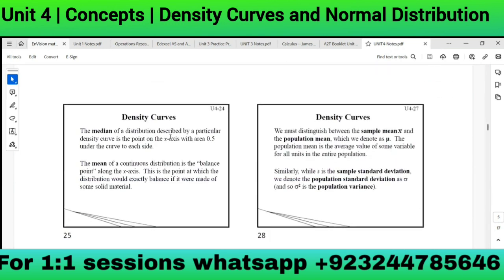The median of the distribution described by a particular density curve is the point on the x-axis with area 0.5 under the curve to each side. The mean of a continuous distribution is the balance point along the x-axis. This is the point at which the distribution would exactly balance if it were made of some solid material. So the median is the point of the distribution curve where the area is 0.5 under the curve. Basically, it is the middle point. But the mean is the point where it balances itself along the x-axis.